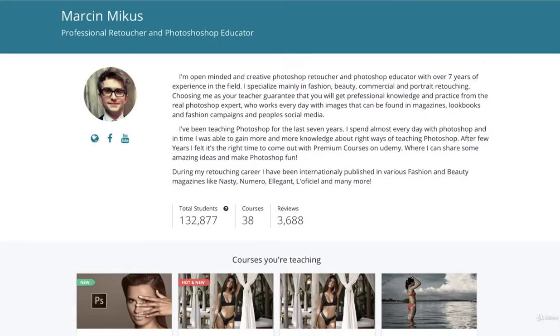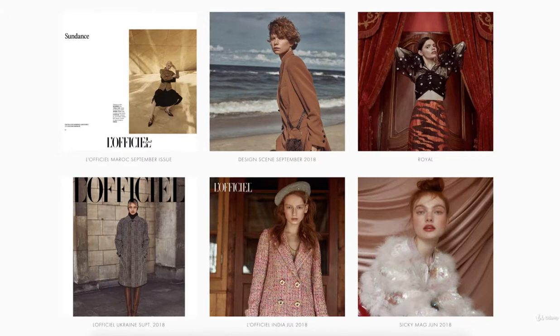Soon after that, I started retouching images professionally for people. And in the last few years, I created very successful retouching courses that help thousands of people to improve their Photoshop skills. My portfolio contains work with such magazines like L'Officiel, Numero, Nasty, and many other international brands.